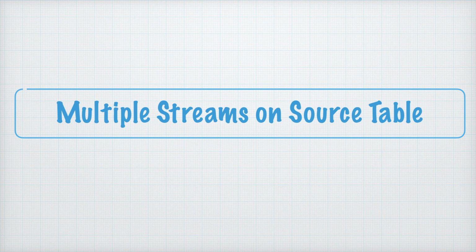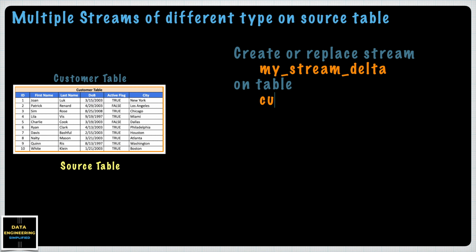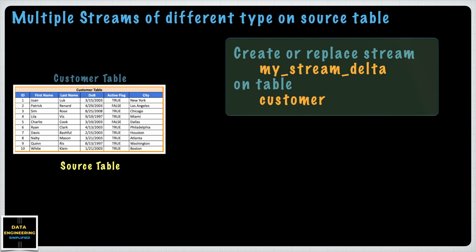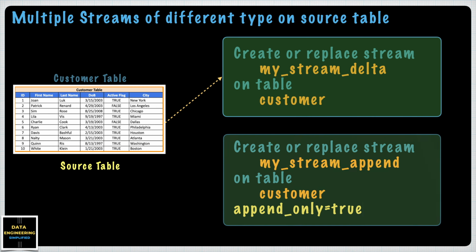Let's understand, can we create multiple streams on a source table? Any number of streams can be created on a source table. In this example, we create a stream named myStreamDelta on a customer table where it captures all the DML operations: insert, update, or delete. We created another stream called myStreamAppend, which only captures append DML, which means it captures only the insert statements. Both the streams are independent of each other and track the changes as per their DML configuration. Snowflake documentation does not give any hard limit on the stream creation.